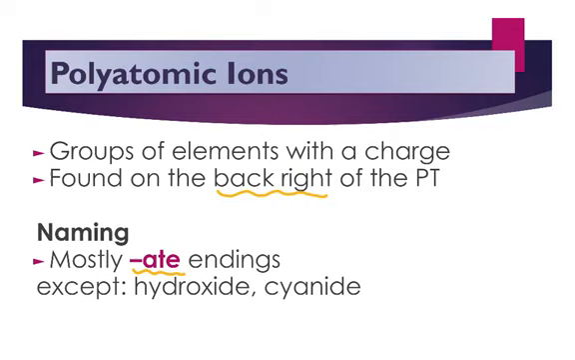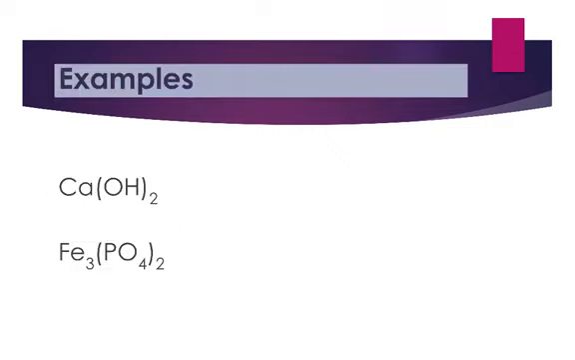There are some exceptions to the rule, and the most common ones are hydroxide, which has an ide ending, and cyanide, which has an ide ending. These are groups. If we look at the back of the periodic table, hydroxide, for instance, is an OH1-, and a cyanide is a CN1-, but almost all of them have those ate endings. So if we see an ate, go to the back. Let's do a couple of examples for naming.